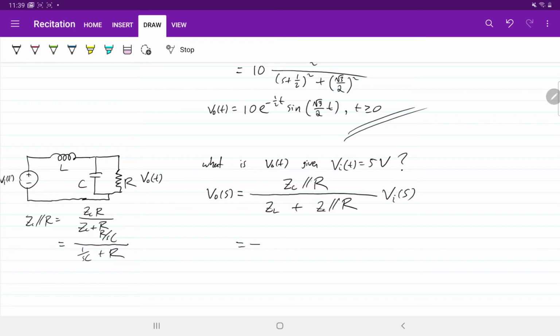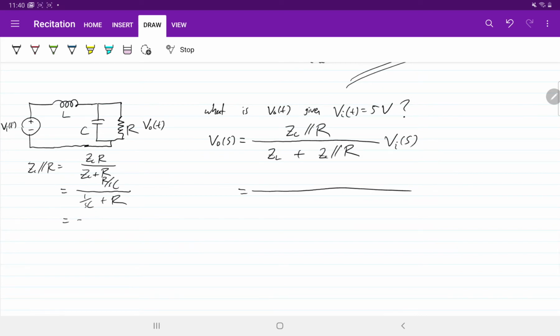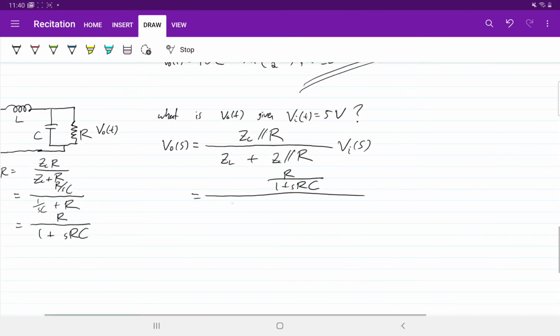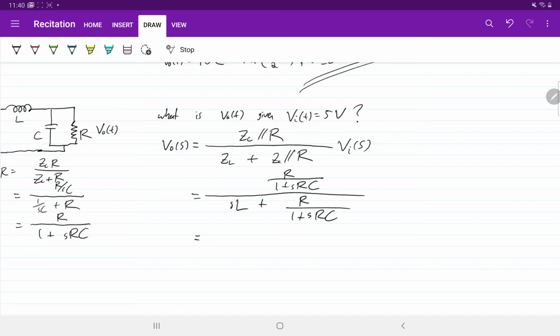Okay, so let's substitute. Let's simplify it first. You can multiply it with SC, so you have R over 1 plus SRC. This is ZL, which is SL, plus R over 1 plus SRC. This is your transfer function.